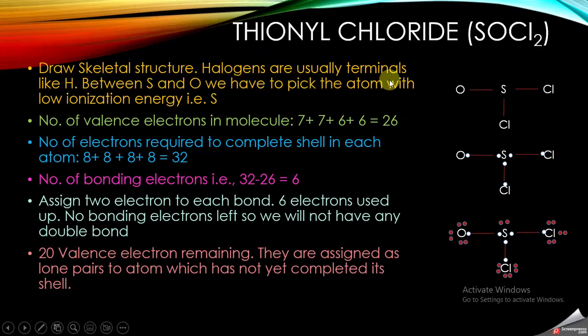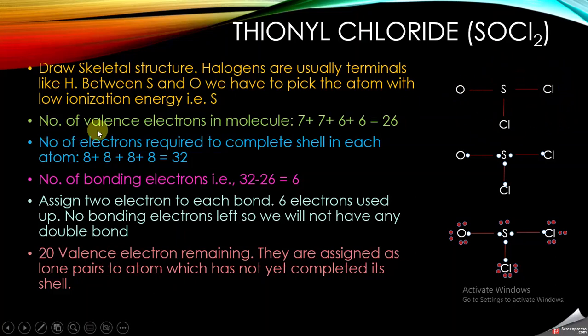Halogens are usually terminals. We have SOCl2, so the chlorines also make one bond, therefore they cannot be placed in the center while drawing a skeletal structure. So they are also terminals like hydrogen. Now we have oxygen and sulfur, so we have to pick the atom with the low ionization energy. Sulfur has a low ionization energy, and therefore sulfur is put in the center, and we have placed oxygen here. So this is basically the skeletal structure of SOCl2.